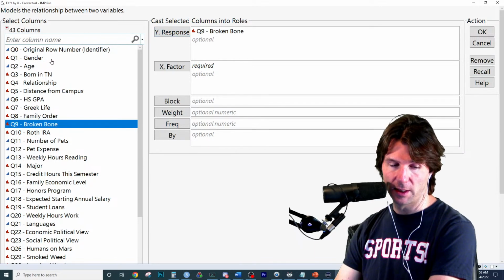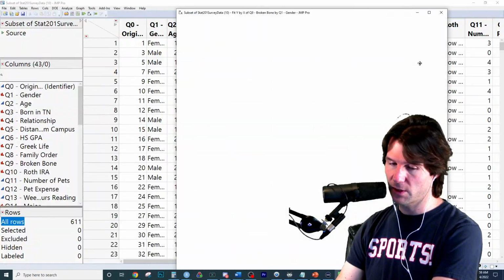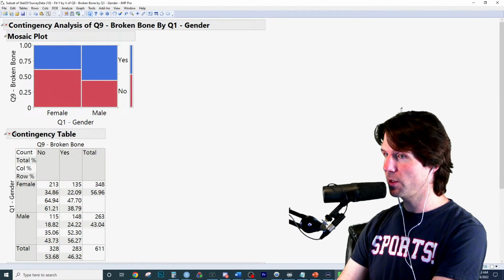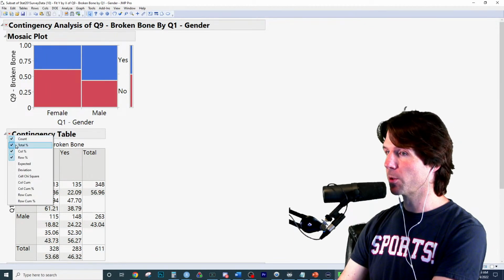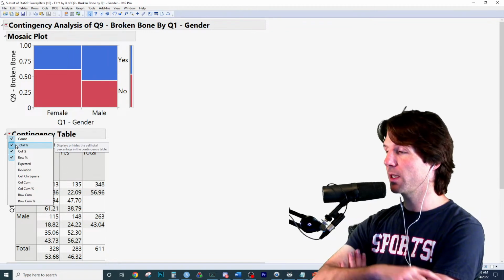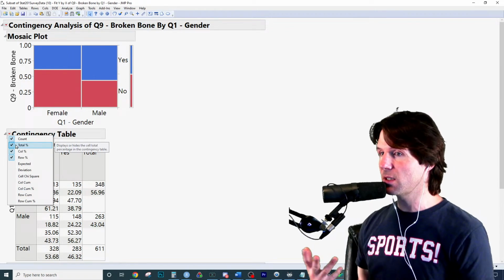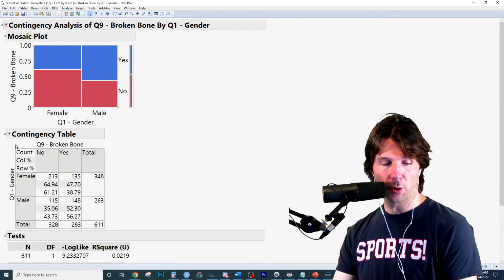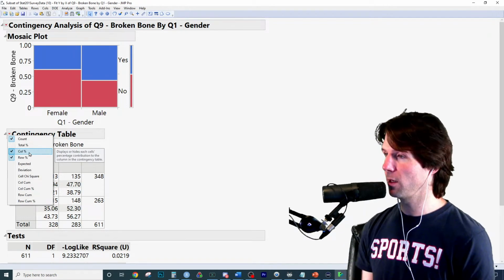And then I am choosing gender here for the X variable of interest. Now that we have the following graphic, we're going to go to the contingency table where the red arrow is, and we're going to remove out. So click the red arrow on contingency table. This lets us deselect things or change things. So we're going to uncheck total percentage, and we're going to uncheck column percentage.